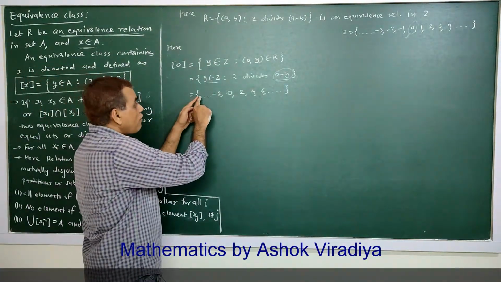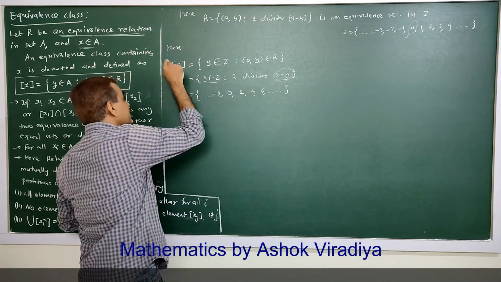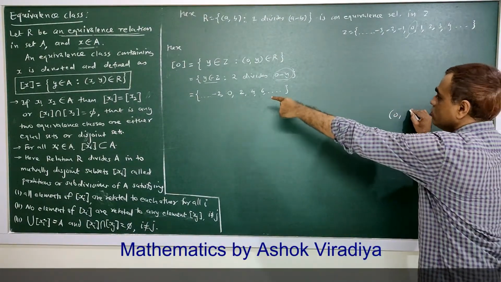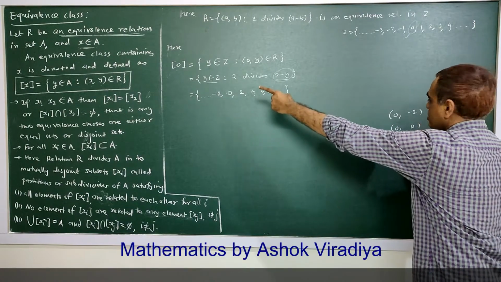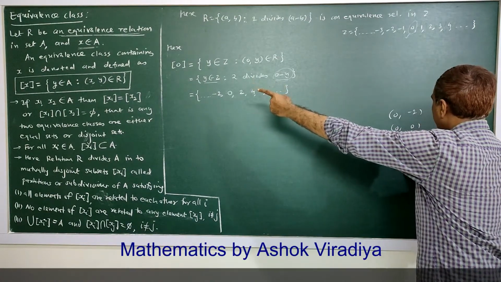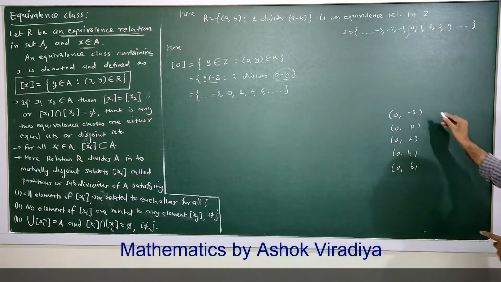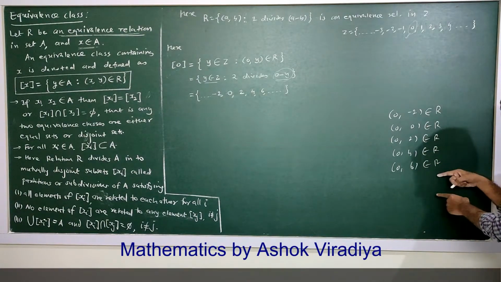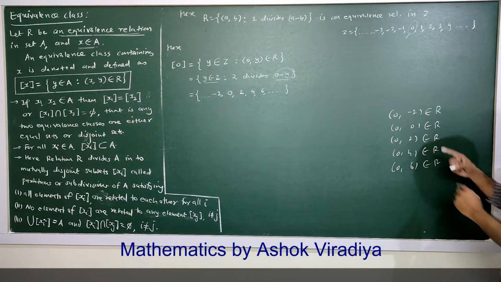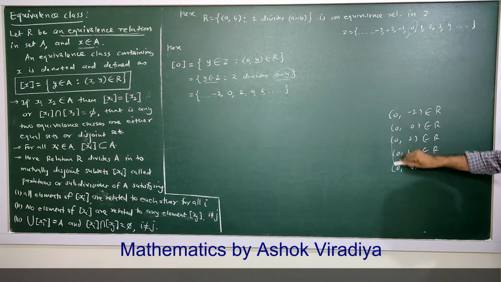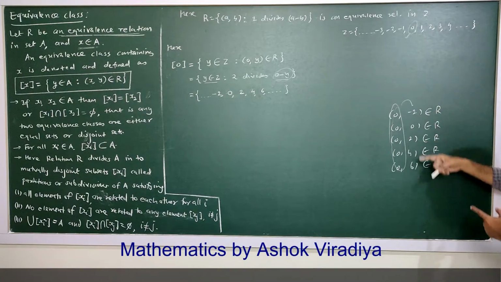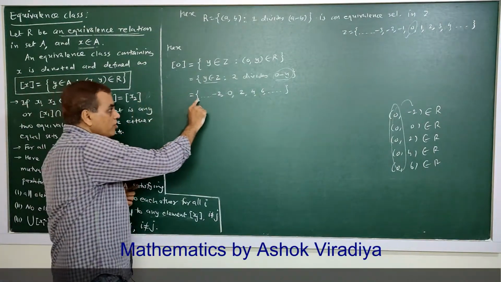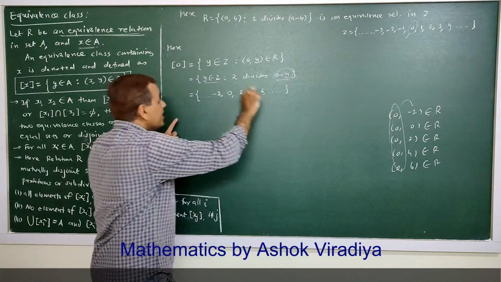That means the set of all numbers which are related with 0. These are numbers which are related with 0. Say 0 is related with minus 2, 0 is related with 0, 0 is related with 2, 0 is related with 4, 0 is related with 6. That means these are in R. All these elements are contained in relation R, because the difference a minus b is divisible by 2. So 0 is fixed here. So these are the numbers which are related with 0. So the equivalence class containing 0 is nothing but the set of all numbers from the given set which are related with 0.